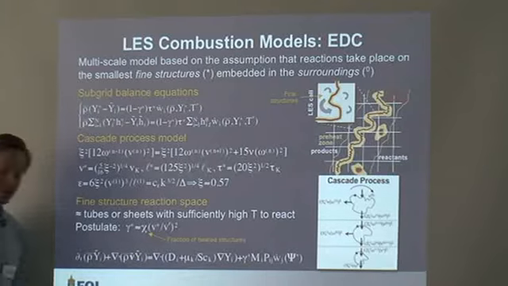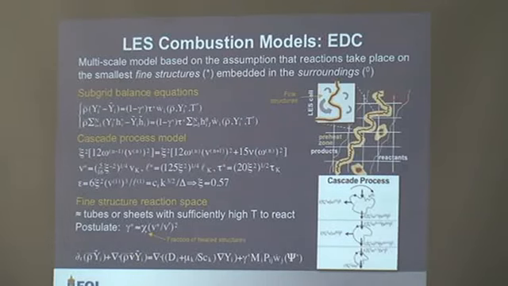And of course there will be another term which is 1 minus gamma star. But that one is usually very small compared to this one. No, but the values in the surroundings of the temperature is usually significantly lower than within the fine structures. And the reaction rate then drops dramatically. So you can typically neglect that.